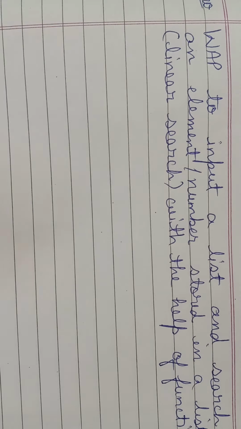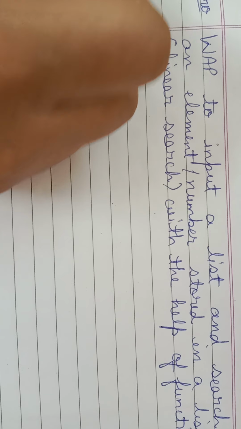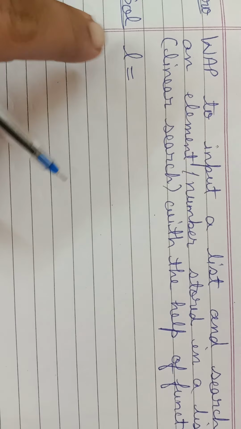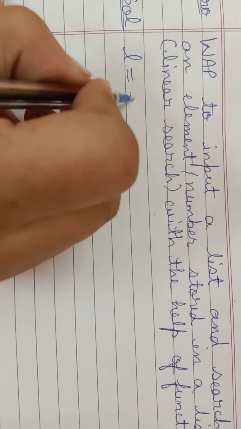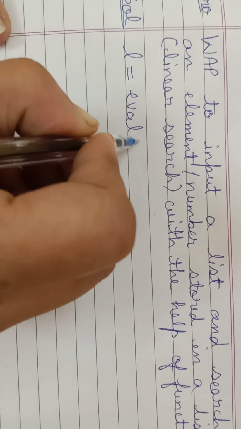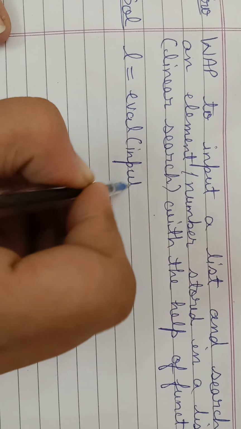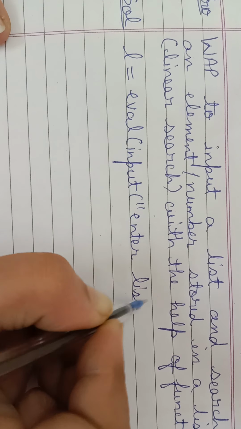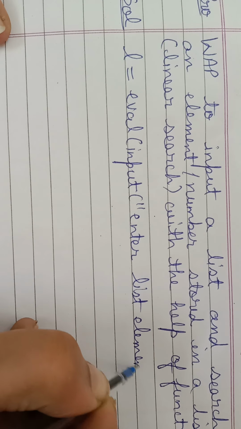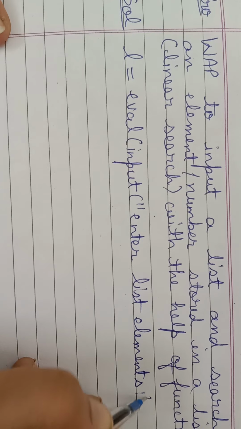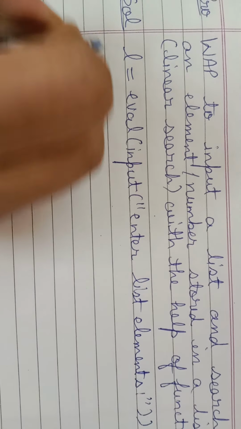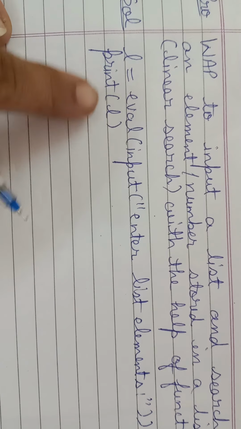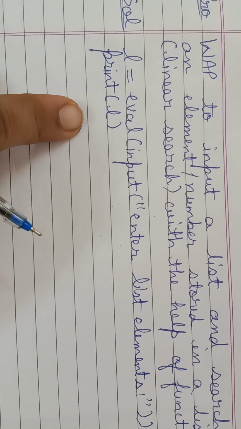So for this children, firstly we input the list from the user, like L is the list. We have to input with the help of eval function. Eval input enter list elements. After entering the list, firstly we are going to display the list. Print L. By this statement the original list is printed.